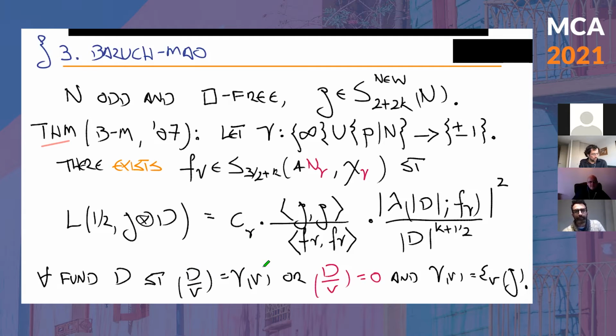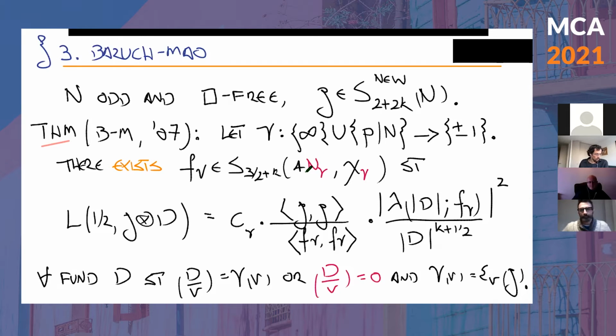They even admit discriminants which are not prime to the level, so that's great. And furthermore, I must say that the level and the character of the modular form are completely explicit, and I'm not emphasizing it, but I don't need to. They are determined by this function gamma.